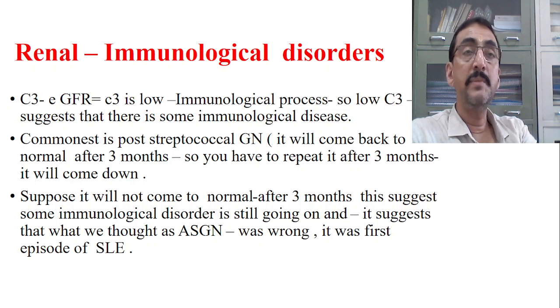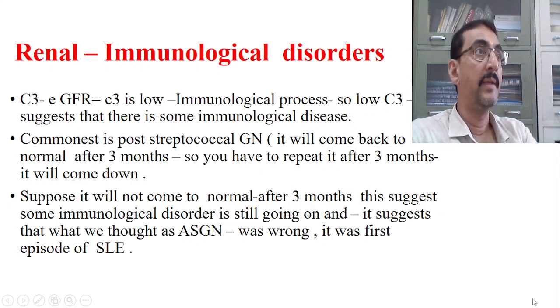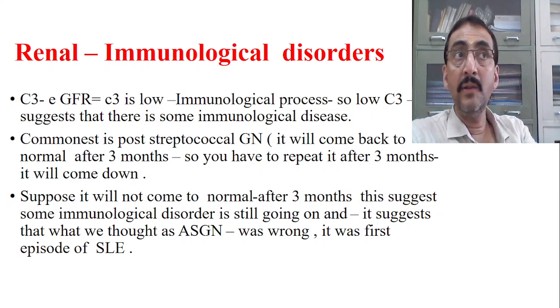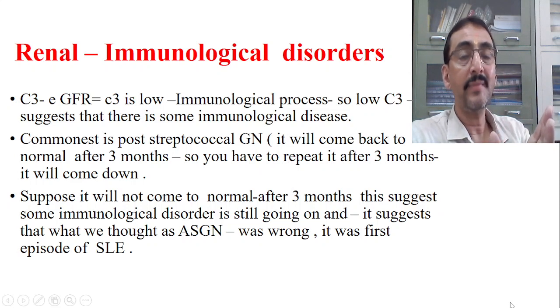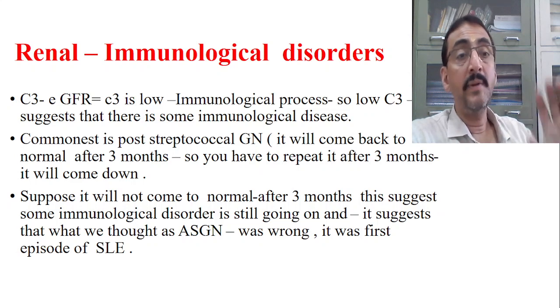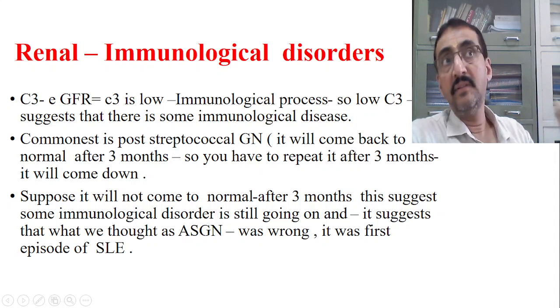Okay, so along with the estimated GFR, the glomerular filtration rate, you have to see what the C3 level is. C3 is directly related to the body's immune system. If the C3 level is low, then you have to assess that some immunological process is going on, immunological damage is going on. So low C3 always suggests that there is some immunological disease. The commonest is post-streptococcal glomerulonephritis, and this is one important thing.